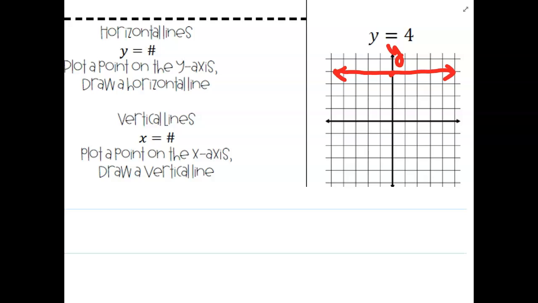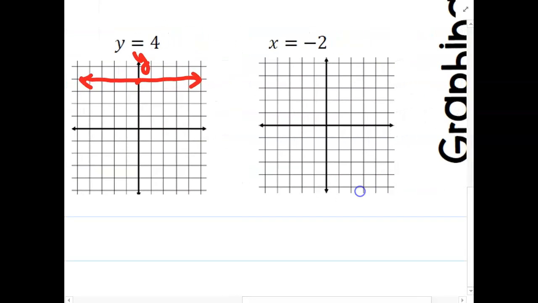They both got x's in them, okay? And then an axe goes like this, okay? So this is going to be a vertical line. And you do the same thing. On your x-axis, at -2, that's where you're going to draw your vertical line. So those are the 2 special cases that you can graph.